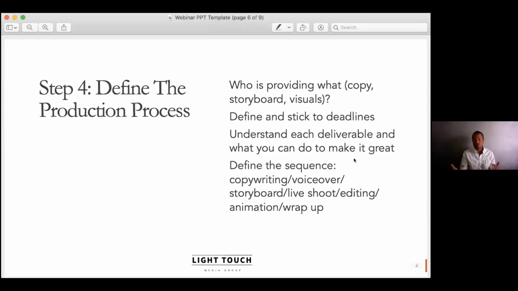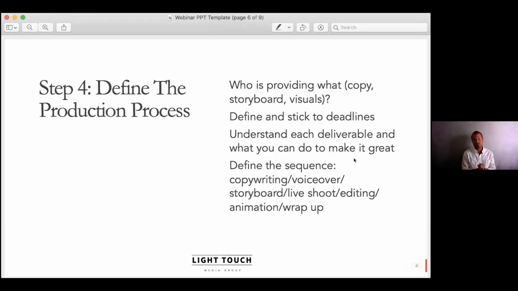Understand each deliverable and what you can bring to the table to make it great. So make sure the process is clear to you about what you need to bring to the table. If you're answering a questionnaire, make sure that you completely understand what the questions are and why they're important. Do your best to bring your best to the table, and that will help your creative team, whether they're internal or external, do a great job for you.